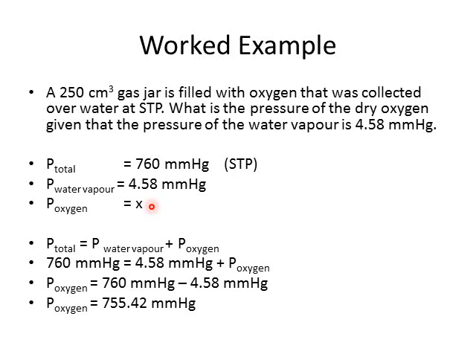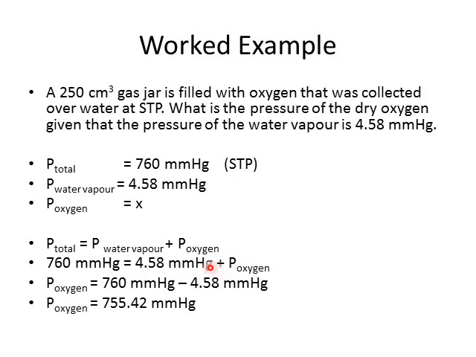So remember, Dalton's law of partial pressure is the summation of the partial pressures to give the total pressure. So P total will be equal to P water vapor plus P oxygen. I know my P total, it's 760 millimeters of mercury because this was the condition that the oxygen was collected. I know the water vapor pressure, which is 4.58 millimeters of mercury. So just by doing some simple algebra, I can rearrange this equation to get the pressure of oxygen, my unknown, on one side and all my knowns on the other side.